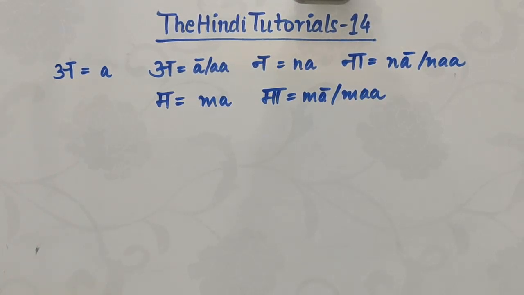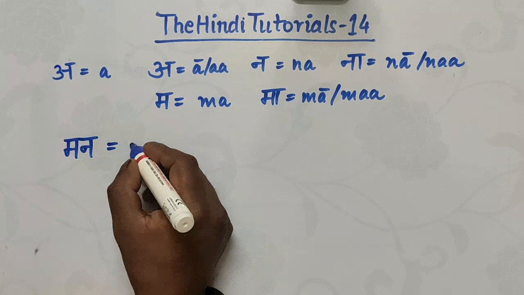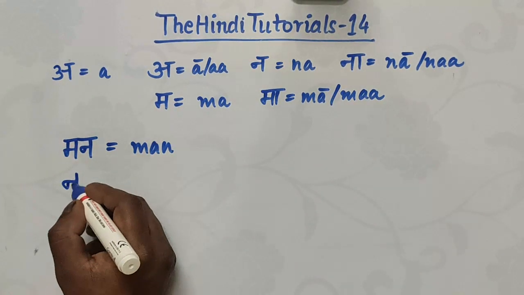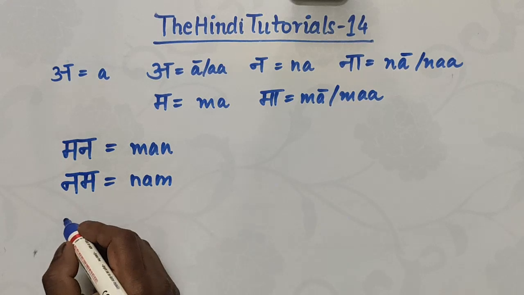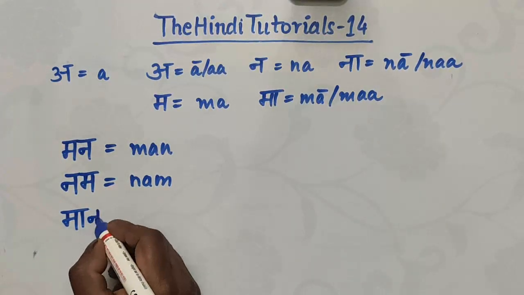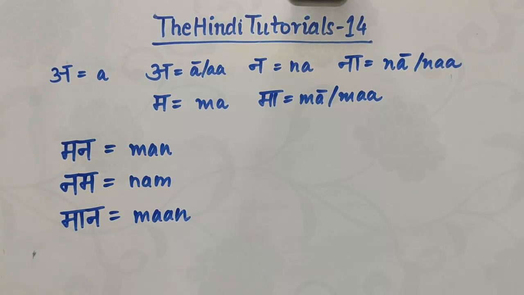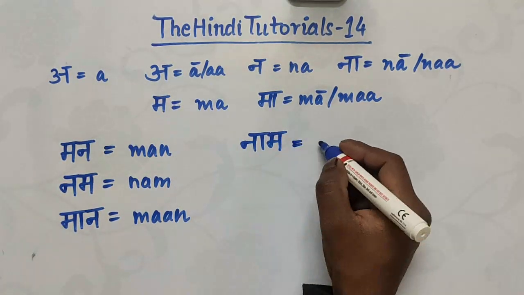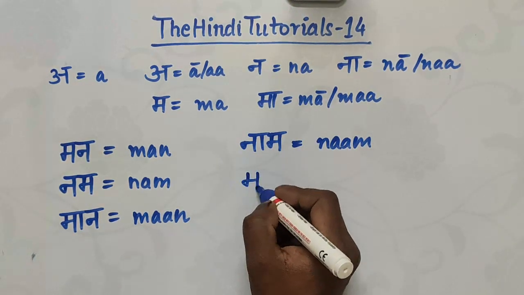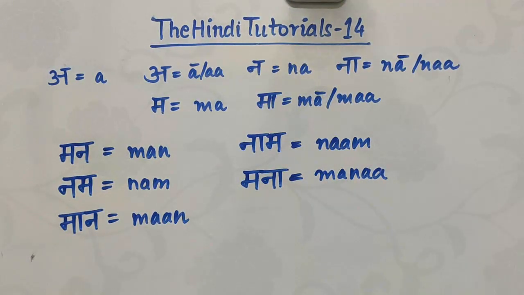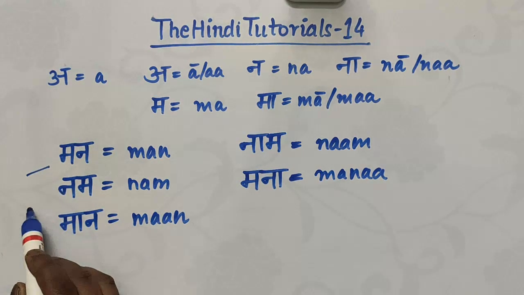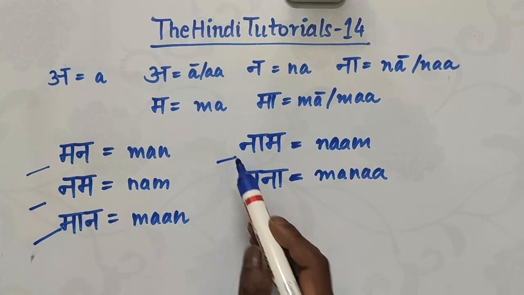Now using these 6 forms, we can make many words like Man, Nam, Maan, Naam, Mana. ठीक है? मन, नम, मान, नाम, मना.